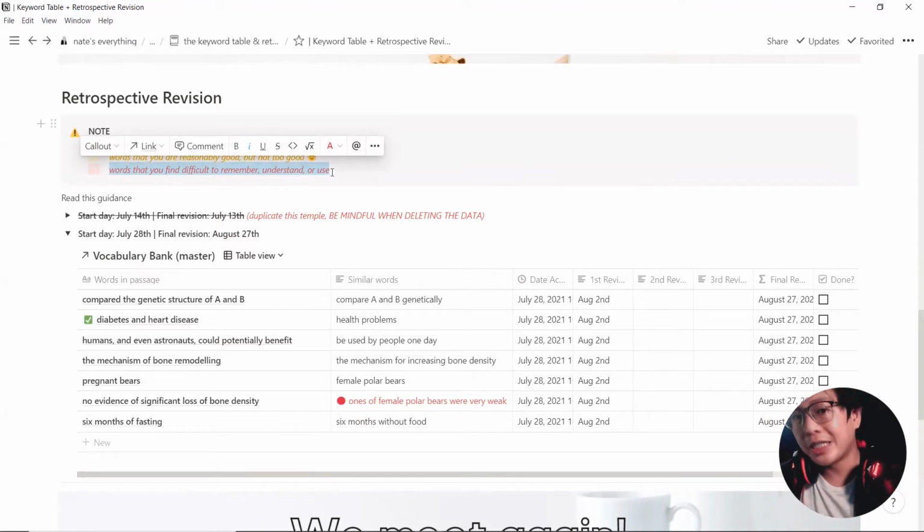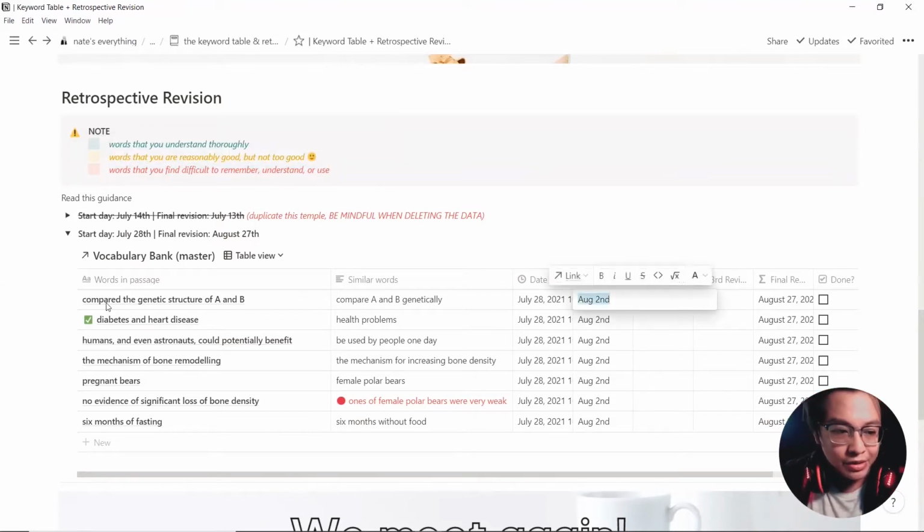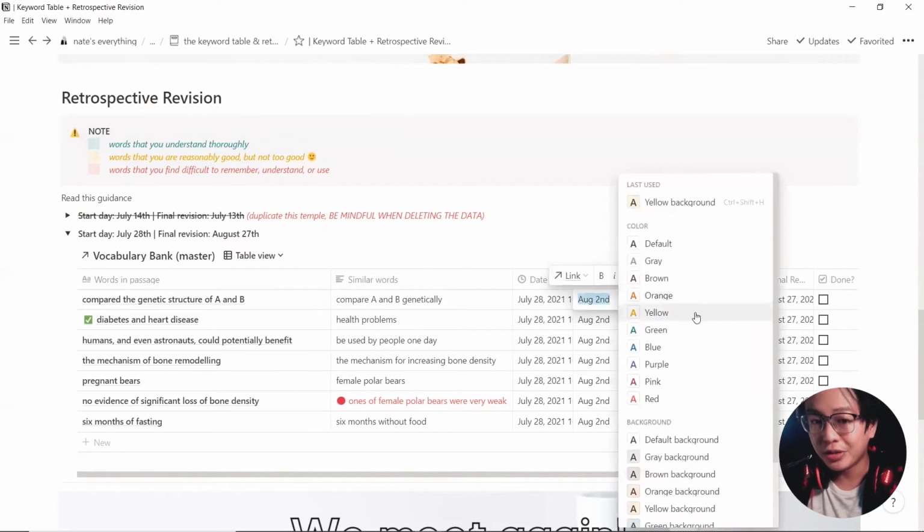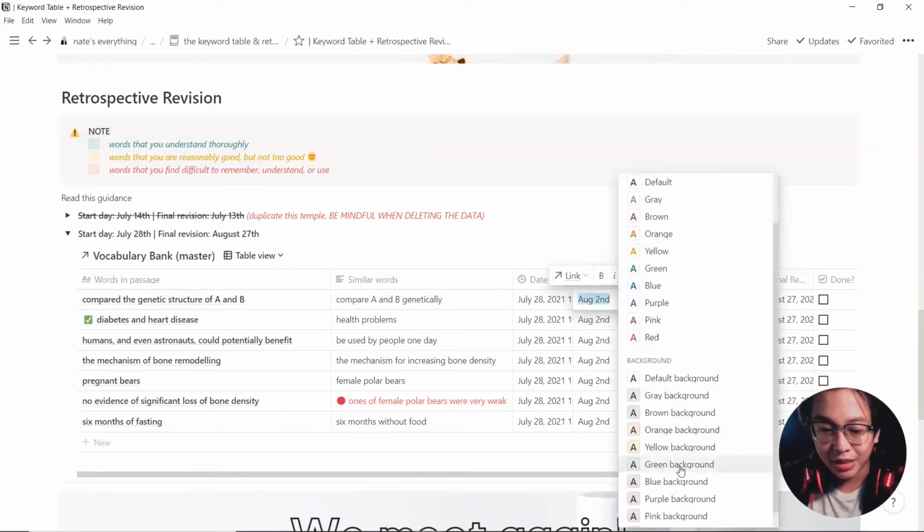For example, let's say compare the genetic structure of A and B, and we have a similar phrase, which is compare A and B genetically. As you can see here, we have the same verb, compare, which means you can use the same writing structure. Just read it in the reading text and then copy it into your writing. I think this one is easy, and I can actually use it in my writing and speaking, so I would put in a green highlight.